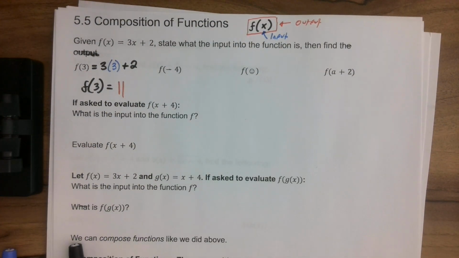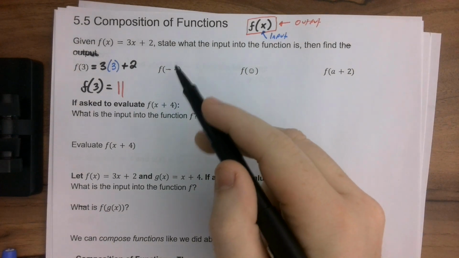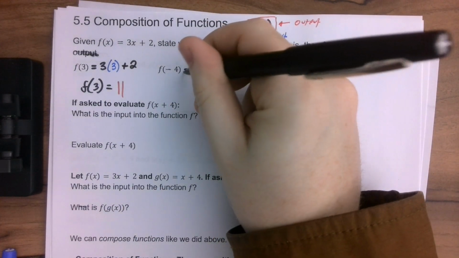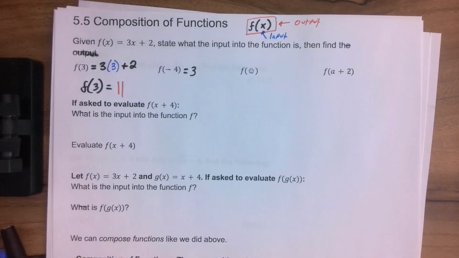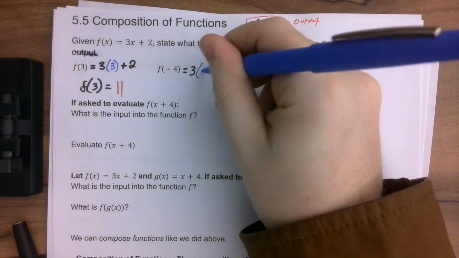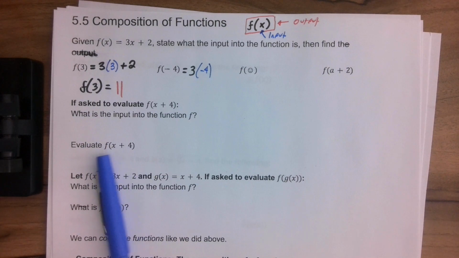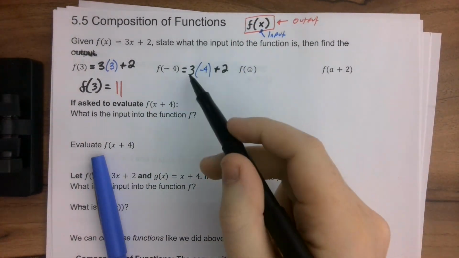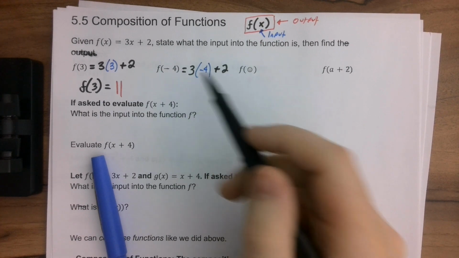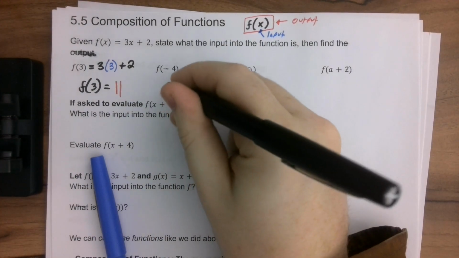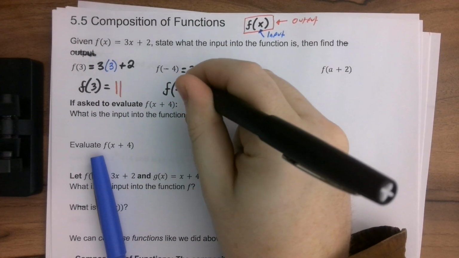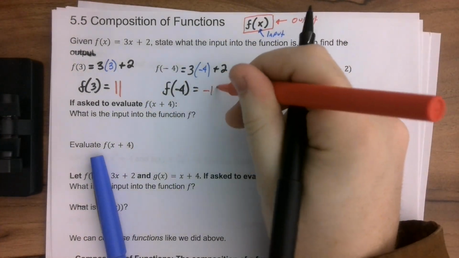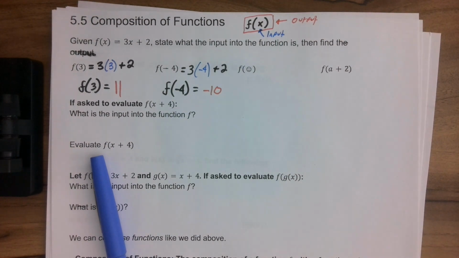Same thing if we plugged in a negative 4. We would just be changing what's normally an x into a negative 4. So this would be 3 times negative 4 plus 2. So 3 times negative 4 is negative 12, and negative 12 plus 2 is going to give us negative 10. So f of negative 4 is negative 10. With an input of negative 4, we got an output of negative 10.